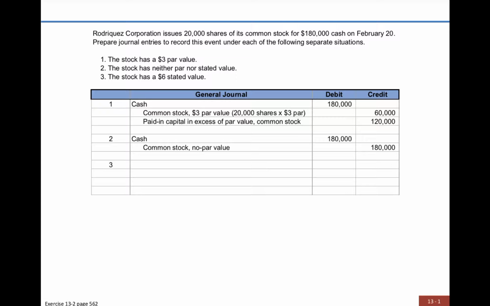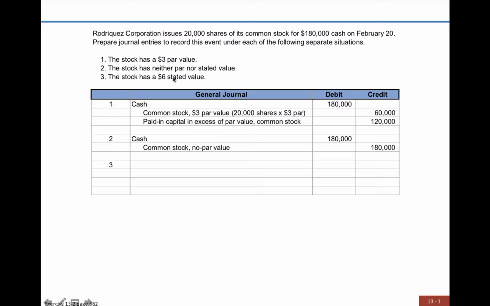Alright, and then the last scenario, we've got a $6 stated value for these shares. So instead of a par value, we've got a stated value. And you'll see that the journal entry for this one is going to look a lot like the first one, with two main differences. One, the dollar value is going to be double, so instead of 60,000, this number is going to be 120,000.